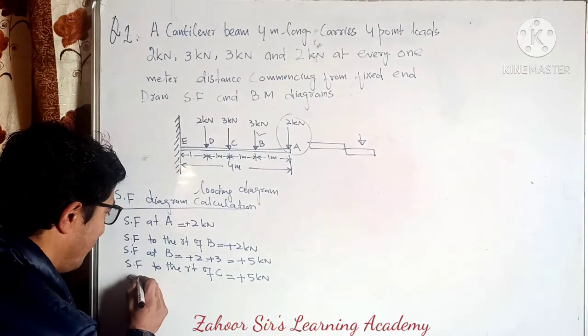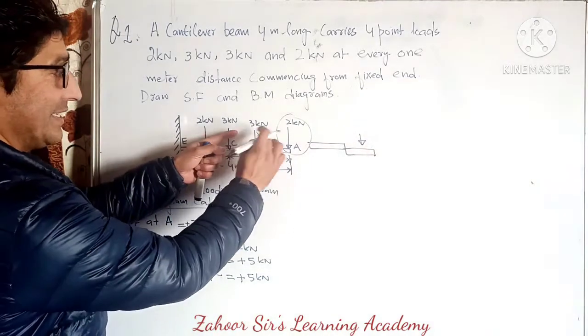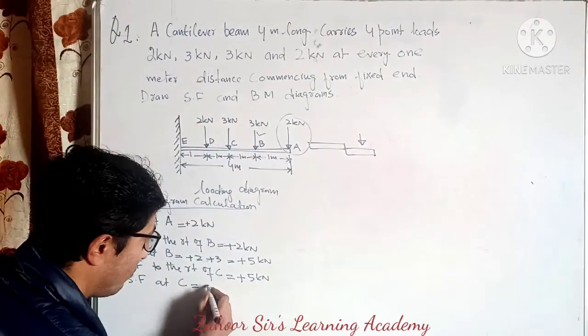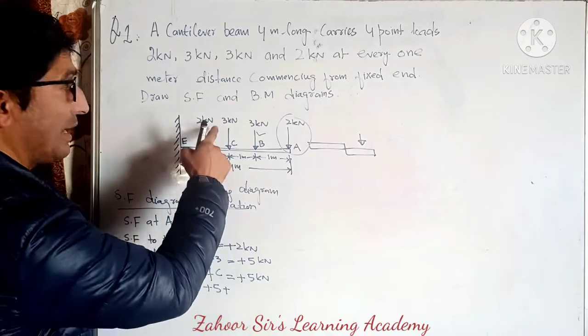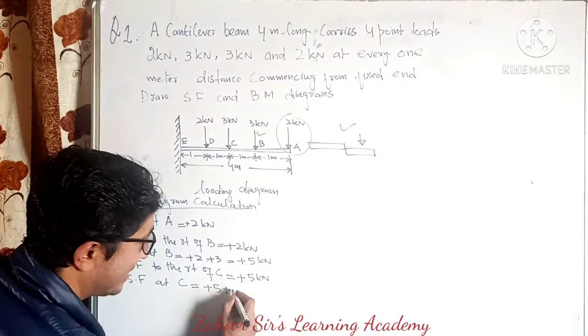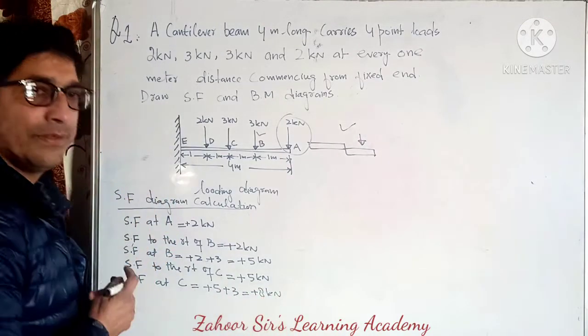So SF at C. Now, one is to the right plus at C. So, to the right was 5. At C is plus 3. As I said, with this sign convention, that means 3. That means plus 8 kilonewton.